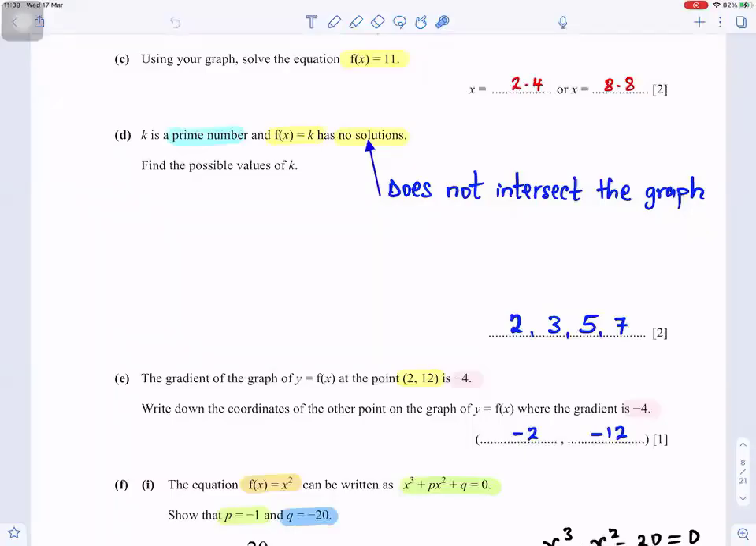Part D, k is a prime number and f of x equals k has no solution. Find the possible values of k. No solution means it does not intersect the graph. It does not touch the graph or cross the graph. It does not intersect. So I'll show you on the graph now.